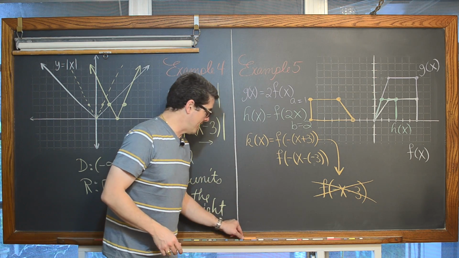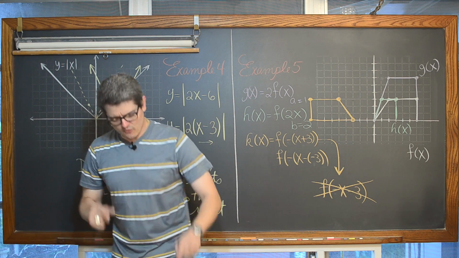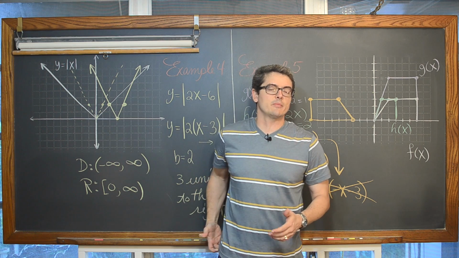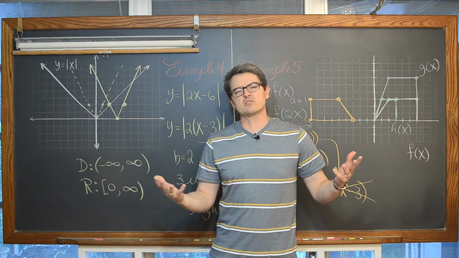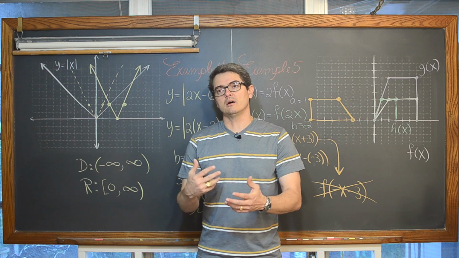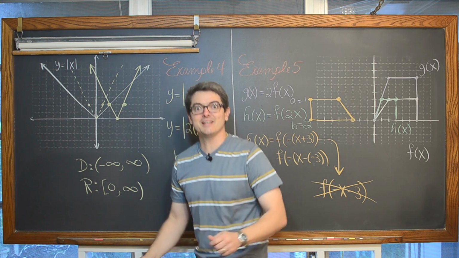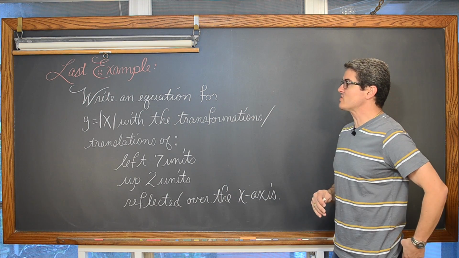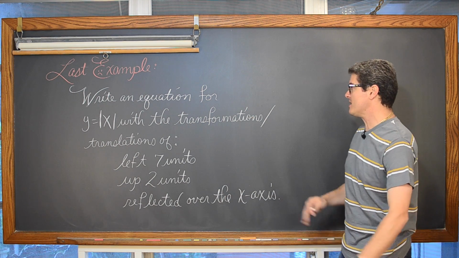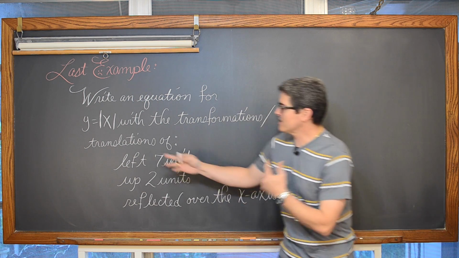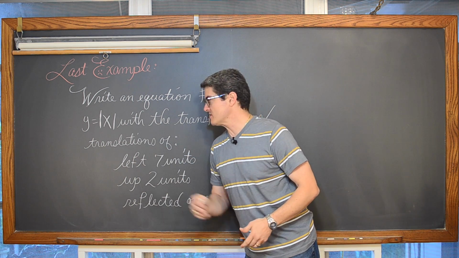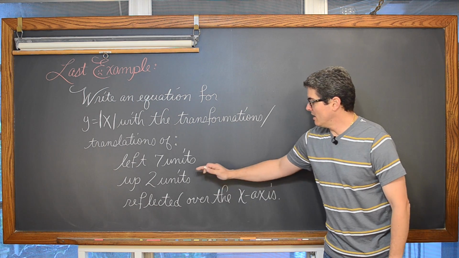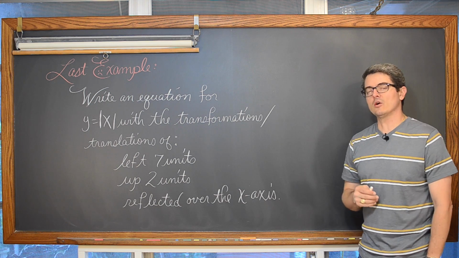Now, our last example, we're almost done, thank you for watching, is going to be this: I'm going to give you some transformations that need to apply to a function, and we're just going to write the equation created from those transformations. Write an equation for y is equal to the absolute value of x with the transformations or translations. I usually say shift or slide, but translations is another word for that. Left 7 units, up 2 units, and we want to reflect that over the x-axis.